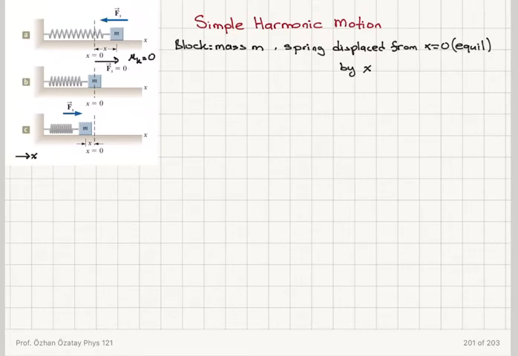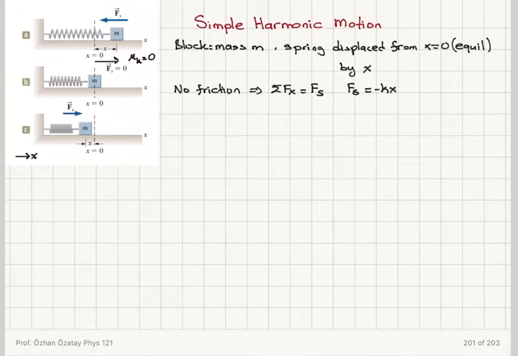And when we do this, if the coefficient of kinetic friction between the surface and the block is 0, there's only going to be one force this block will feel. The block will feel a restoring force. So I have no friction. Therefore, the net force on the x-axis is what I call the restoring force, Fs.